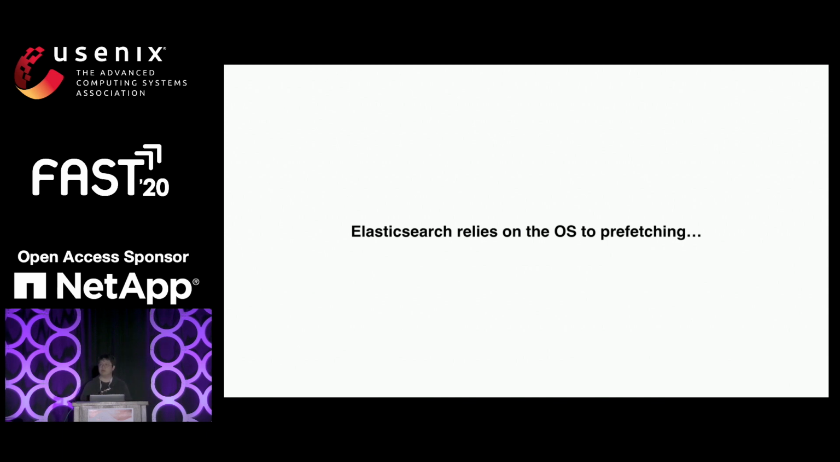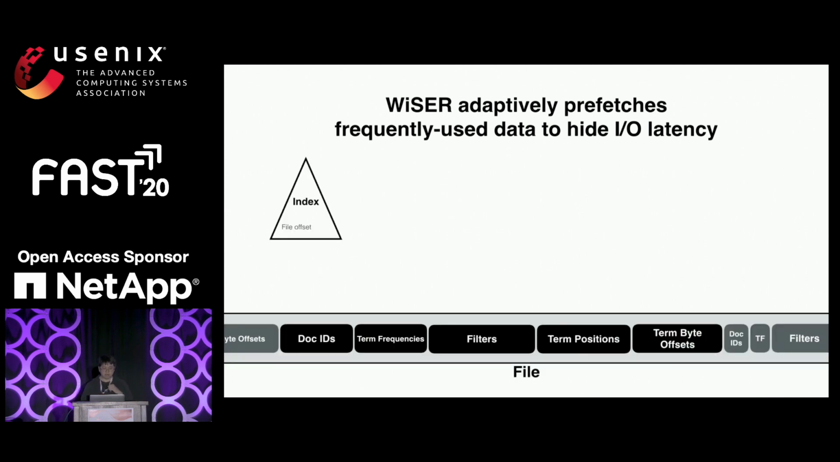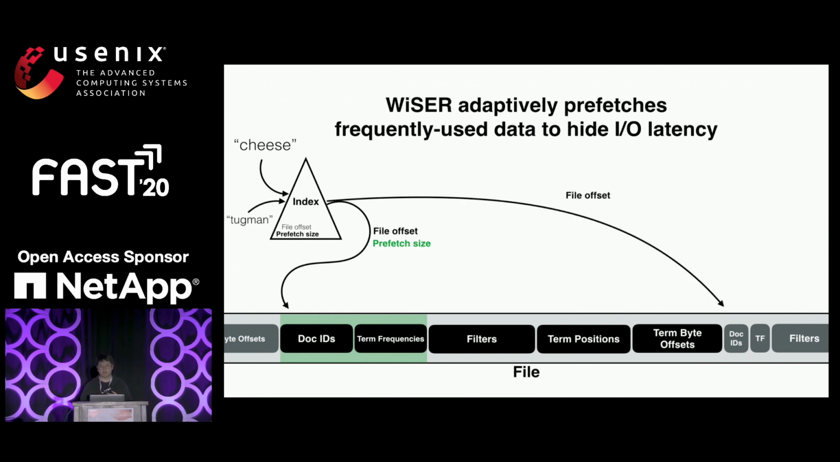Elasticsearch relies on the OS to do the prefetching. But the problem is that the operating system does not have any information about the query. So the operating system will just blindly prefetch a fixed size for all the queries. In contrast to that, WiSER adaptively prefetches the frequently used data to hide the I/O latency. We put the prefetch size along with the index. So if you search a more popular term like cheese, we're going to prefetch more data. And if you search a less popular term like tagman, we're going to prefetch less data. In this way, we avoid reading a lot of data.